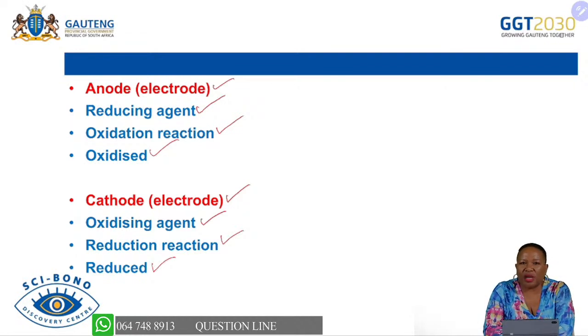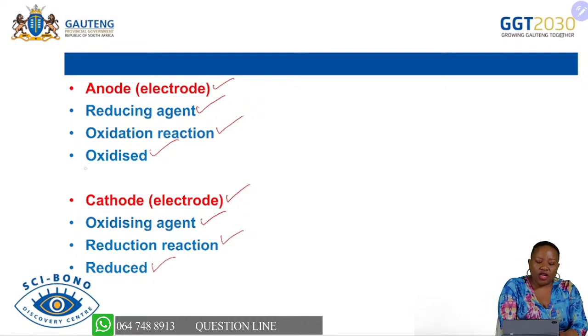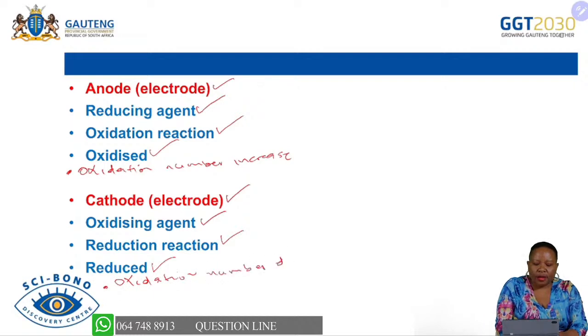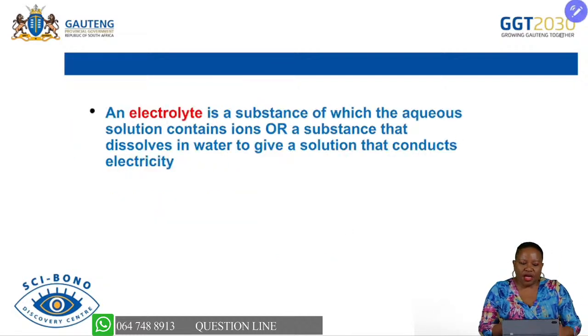It will be reduced. Remember, what is being reduced is the agent by gaining electrons. What is being oxidized is the agent by losing electrons. So already when you see one agent in terms of the oxidation number, we can say the oxidation number of an agent increases, and here we can say oxidation number decreases. Just to beef up our summary so that you know exactly what is happening in each half cell.